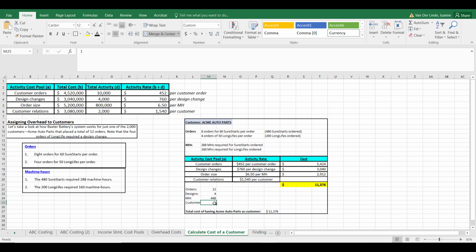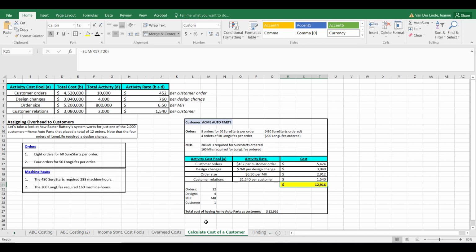Well, there's only one customer here. We're talking only about Acme. So the customer relations cost that we have to assign to this customer is $1,540. So we add all of those overhead assignments up, we get a total cost of this customer of $12,916.